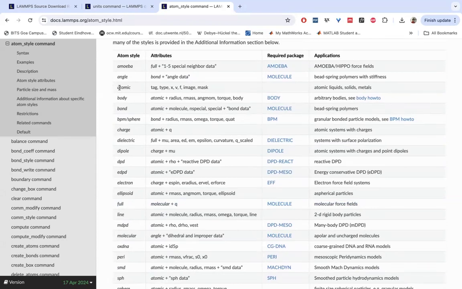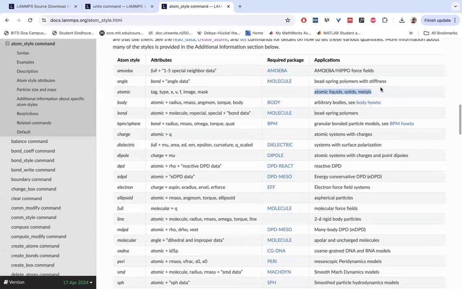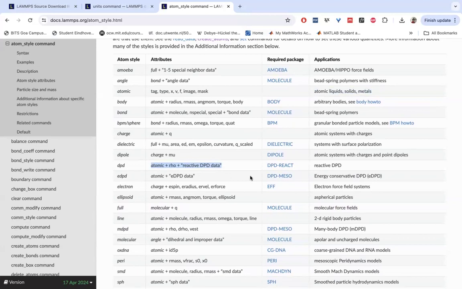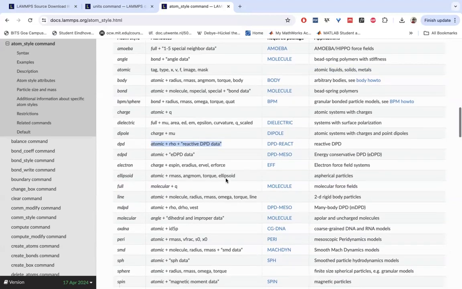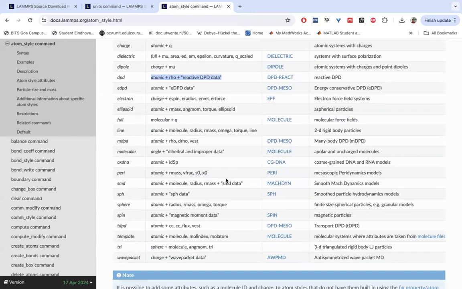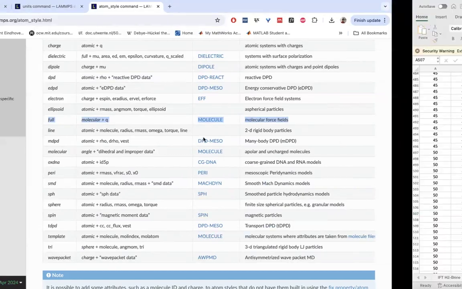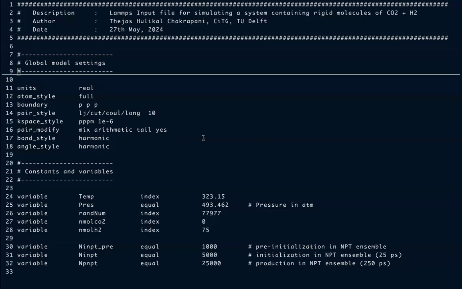You can use atom style atomic, in which case you're looking at atomic liquids, solids, metals. If you're looking at a coarse grain technique like DPD, then you say atomic rho plus reactive DPD and so on. So you have all of these different options which you can use here. For our case, we are mainly interested in simulating realistic molecular force fields, for which reason we are going to use the full style.